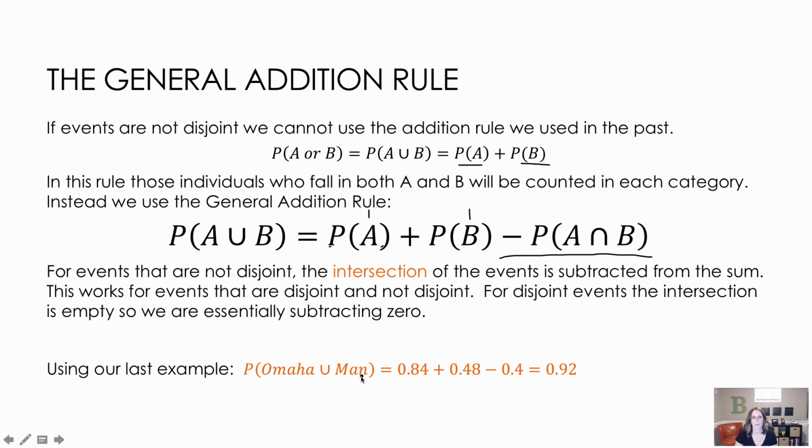So again, using our last example, we had the first question, which is the probability that it was a person from Omaha or a man. Instead of creating that Venn diagram, I could say, well, 84% were from Omaha and 48% were men, and there are 40% who were men from Omaha. So I'm subtracting the intersection, the people who were both Omaha and a man, and that gives me the 0.92. That should have been the same answer that I got previously.